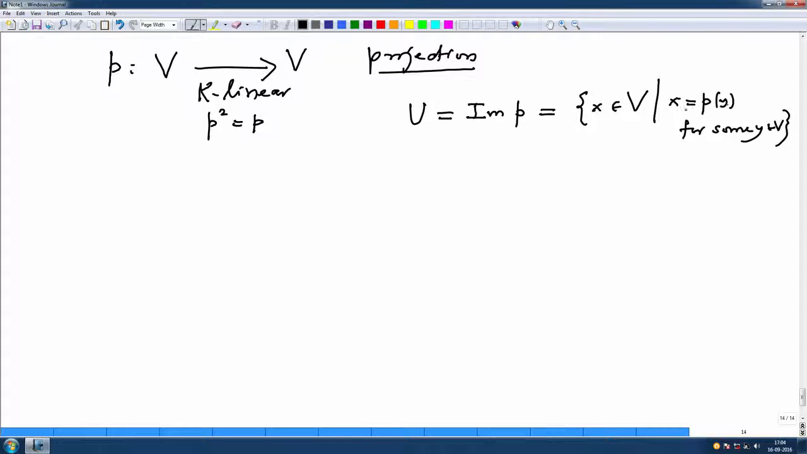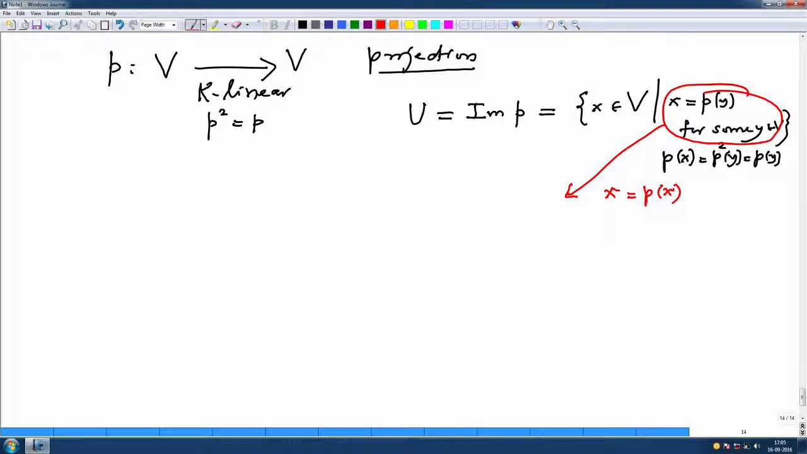But you see, you do not have to write it so complicated, because when I apply P once more, what happens? Then Px is equal to P square y, but P square y is Py, because P square is P. Therefore, I could have simply written Py as Px. So, instead of thinking this way, I would simply replace this by x equal to Px. So, that is the image P.